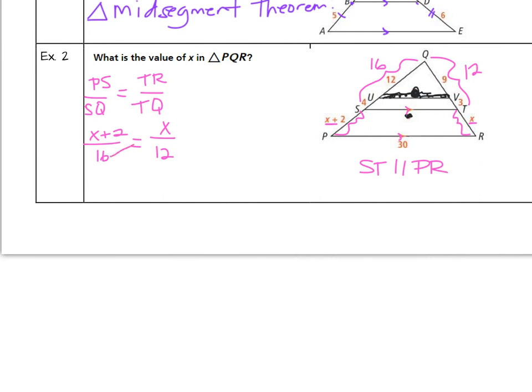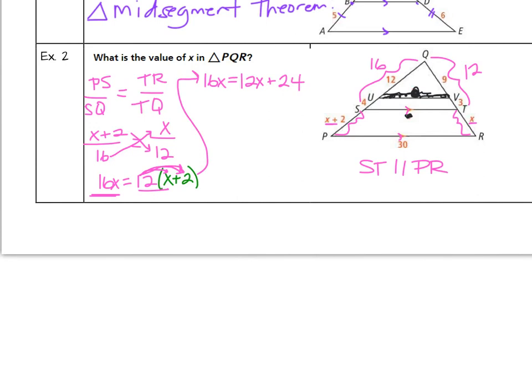If I cross multiply 16 times x, that's 16x. Not so bad. But when we cross multiply the other way, I'm going to put the 12 out in front and then once again put a parenthesis around the x plus 2. We're going to end up multiplying the 12 to the x and the 12 to the 2. But I'm going to do that up here. My left-hand side stays 16x. And then on the right, if I take 12 times x, that just stays 12x. But then when I write the plus, if we take 12 times 2, 12 times 2 is 24.